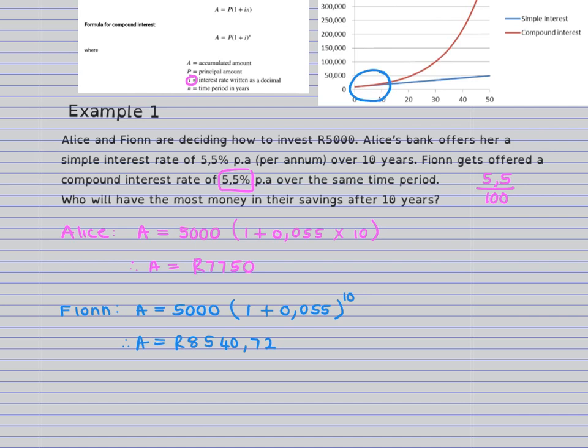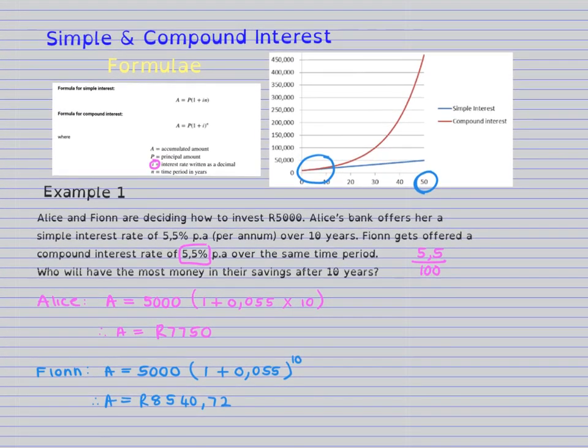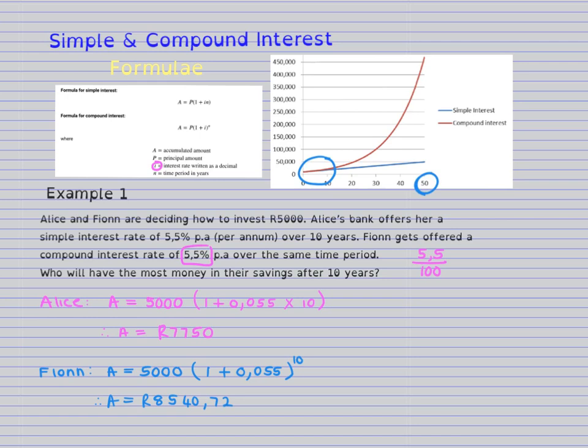So you might say, yeah, I mean, that's really not that much difference, right? Less than 1,000 Rand difference. But if their investment was, let's say, over 50 years, I would definitely rather be in Finn's shoes, right? He's earning way more money. Okay, and this really illustrates the power of compound interest and how quickly that money can grow. So we obviously want to invest using compound interest.